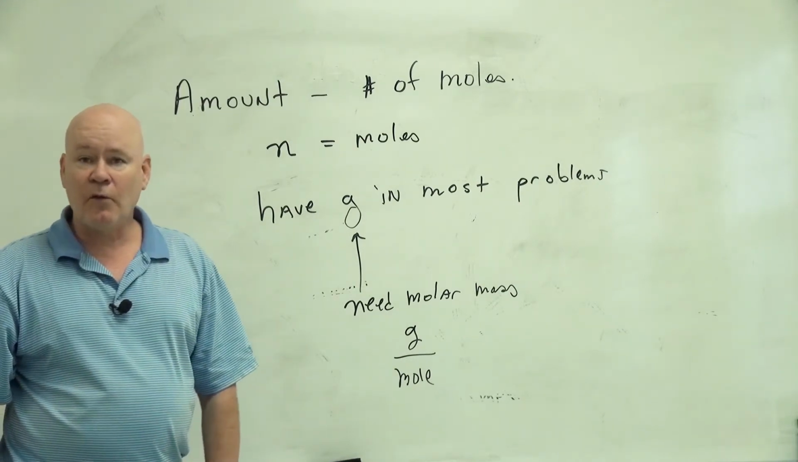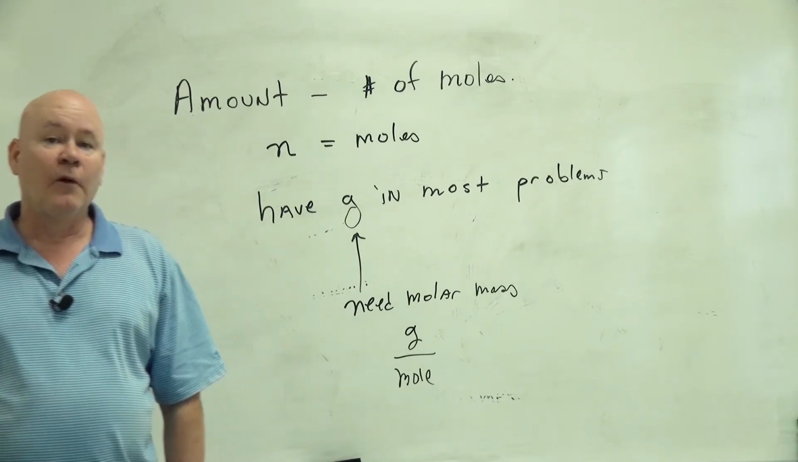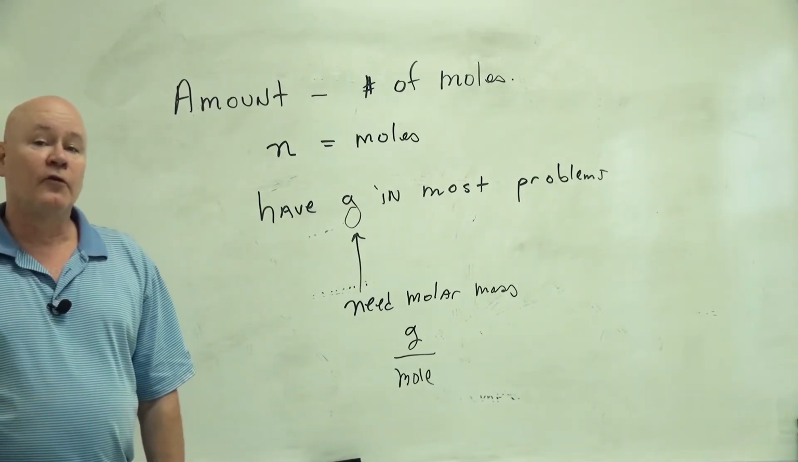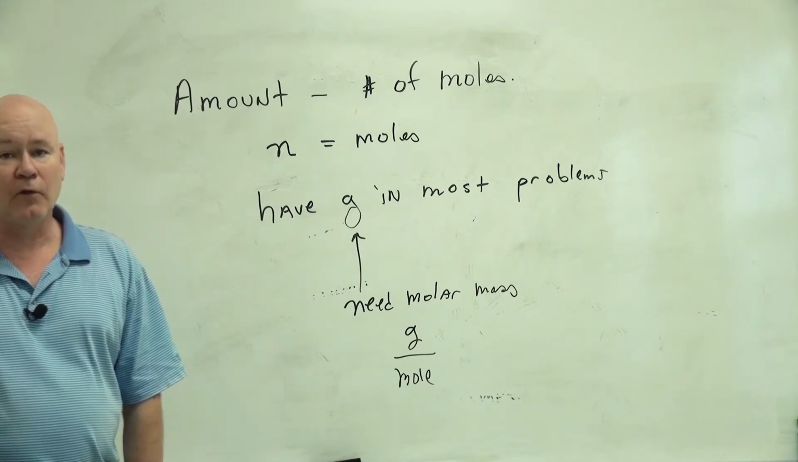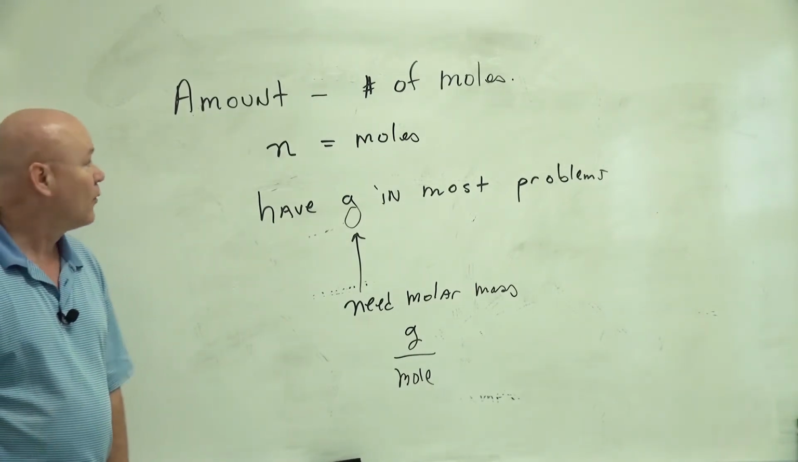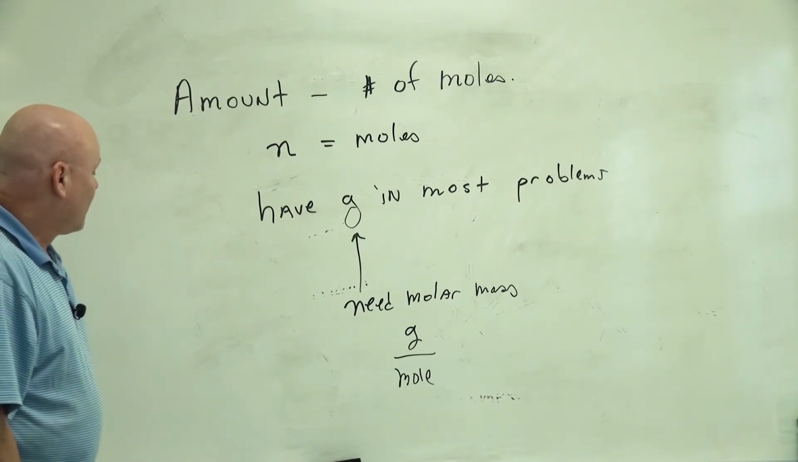Same thing with degrees Celsius versus Kelvin. The problems require you to work it in Kelvin, but the problems are always going to have degrees Celsius. So the first thing you have to do is clean up the units. You got to clean up the units and put them in the right units. So the amount is the number of moles.